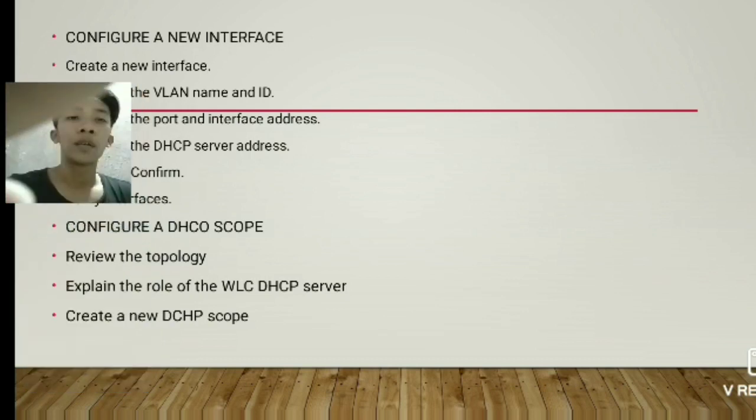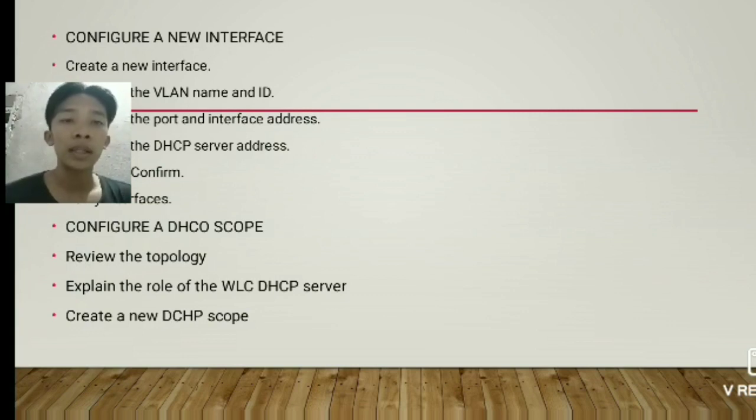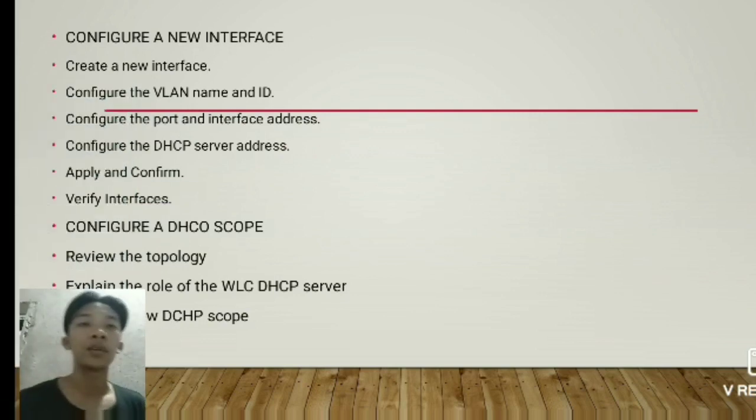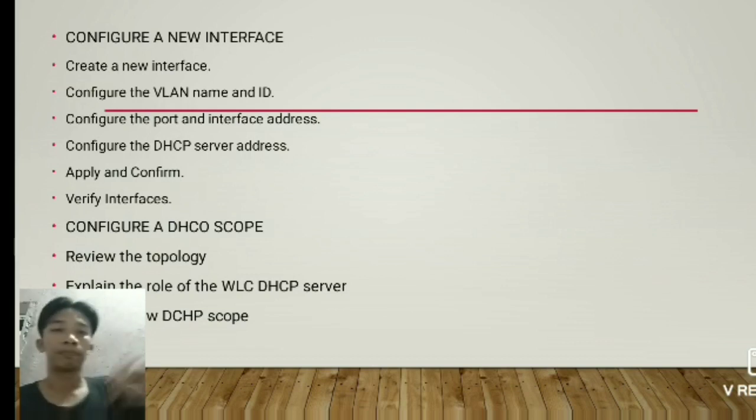Next, configure a DHCP scope. Review the topology. Explain the role of the WLC DHCP server. Create a DHCP scope. Those are the steps for configuring a network interface and configuring a DHCP scope.